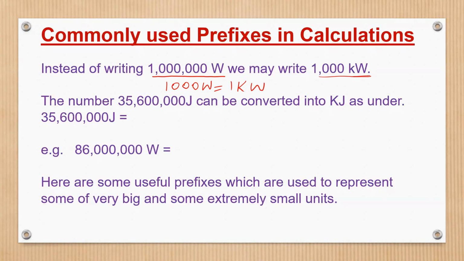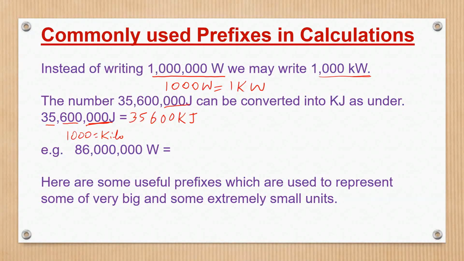Now we are going to see another example. The number 35,600,000 joules can be converted into kilojoules. So again, 3 zeros is 1 kilo. So simply, 35,600,000 joules can be written as 35,600 kilojoules. Again, this number can be changed into kilo.